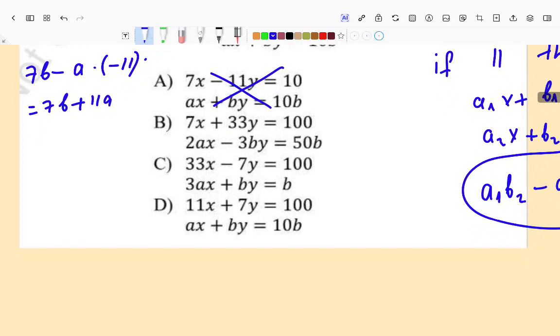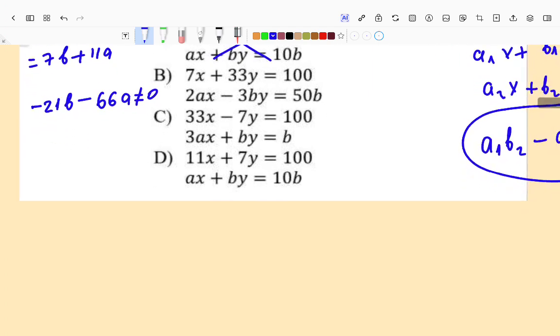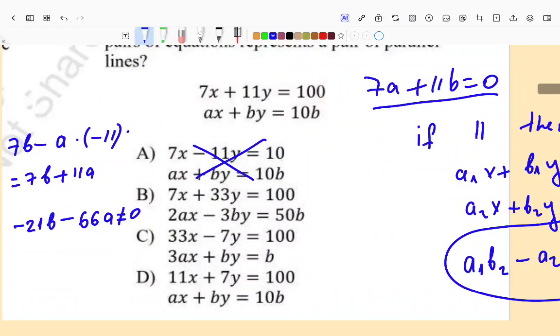What about B? If I multiply them, 7 minus 21b plus, again minus, it should be minus 66a. It is not 0. You can check yourself, because it's not equal to this one.